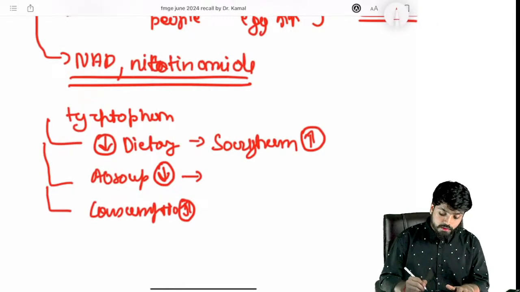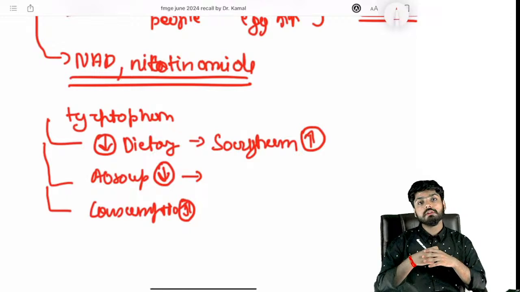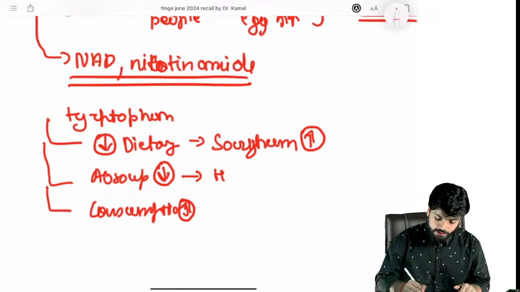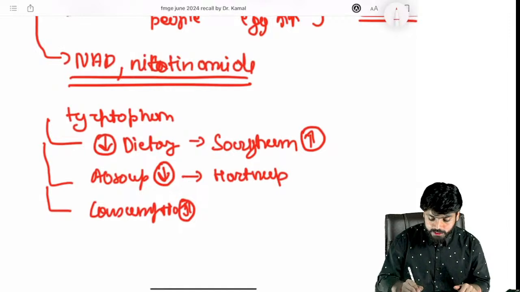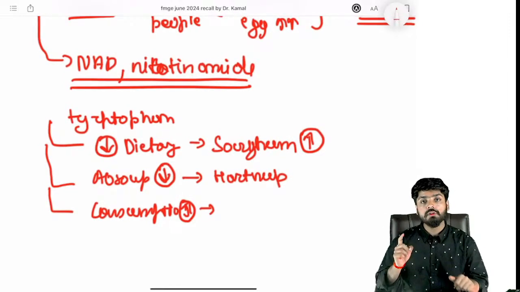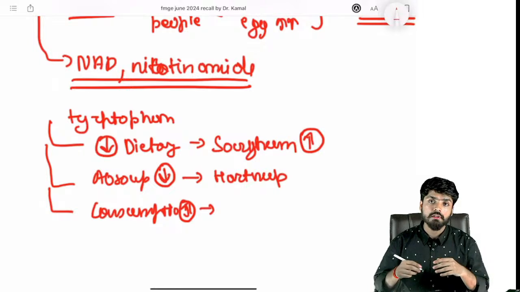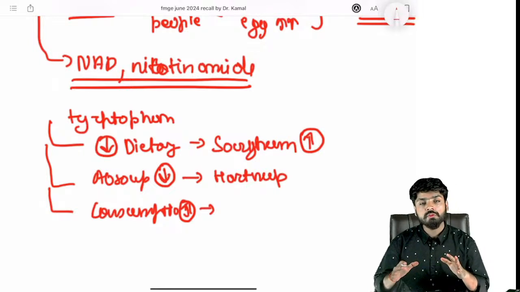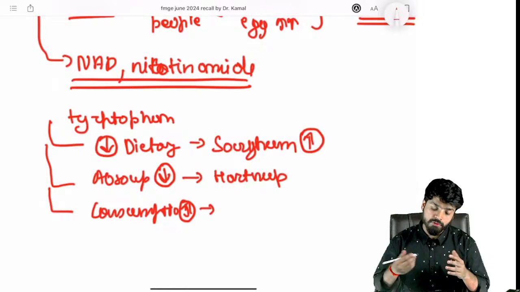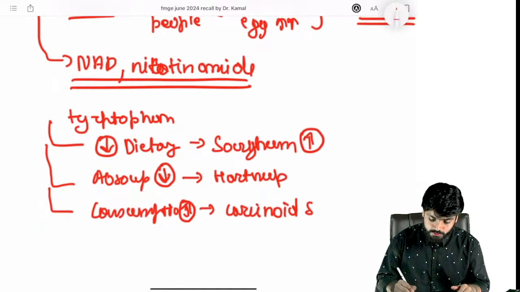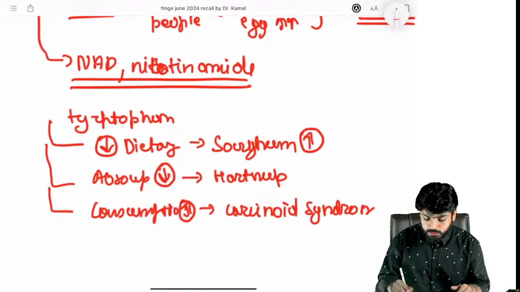Okay, what disease do we know in which tryptophan absorption is decreased? That is Hartnup disease. And the only syndrome where we will see a high amount of consumption of tryptophan, where all the tryptophan present in the patient's body is consumed and none of it is left for formation of niacin, that is carcinoid syndrome.